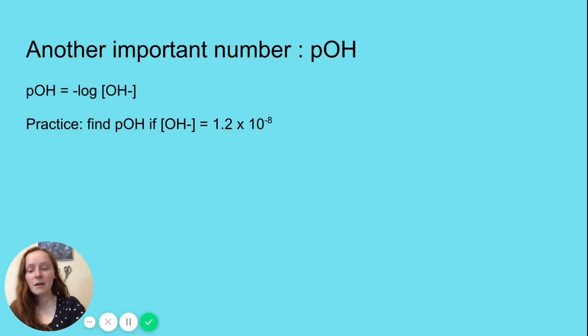All right, so another number that you probably aren't familiar with is pOH. And pOH is just the opposite of pH. It's not measuring the concentration of H+. Instead, it's measuring the negative log of the concentration of OH-.